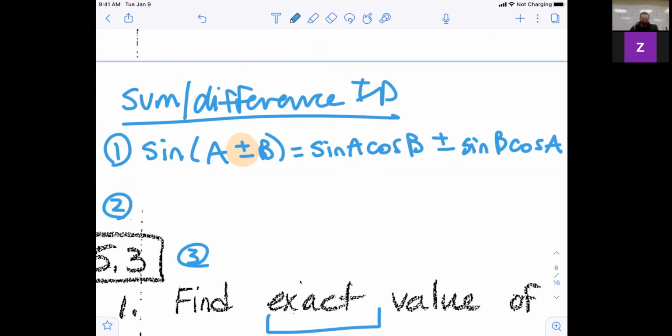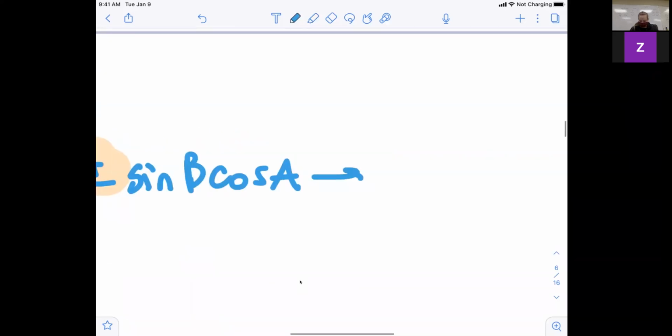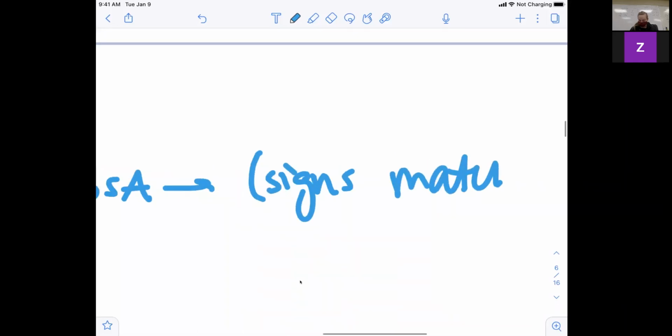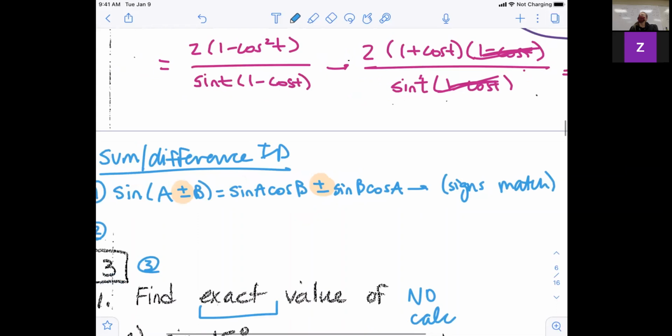A and B are just angles, so it's one angle plus or minus another angle. If you notice, I wrote plus or minus in the middle here. That means that the signs need to match. So if I'm adding two angles together to get A plus B, I'm going to add these together. So off to the side, I'm going to write signs match. You'll see why that makes sense in a second.